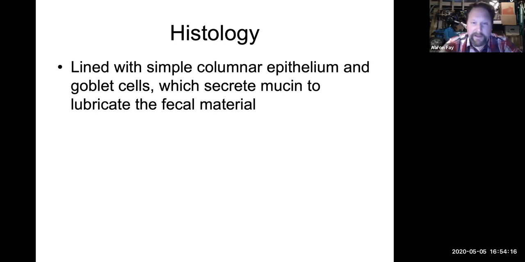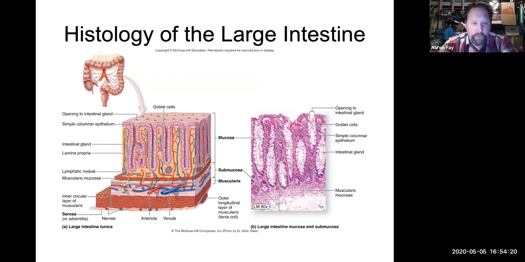Let's talk about the histology. So here we have our simple columnar epithelium of the large intestine. Notice that in our mucosa, we have epithelium, we have lamina propria, and then we have the muscularis mucosae. Right? That is our boundary. Deep to that, we're going to have the submucosa shown here, and then we're going to have the muscularis.